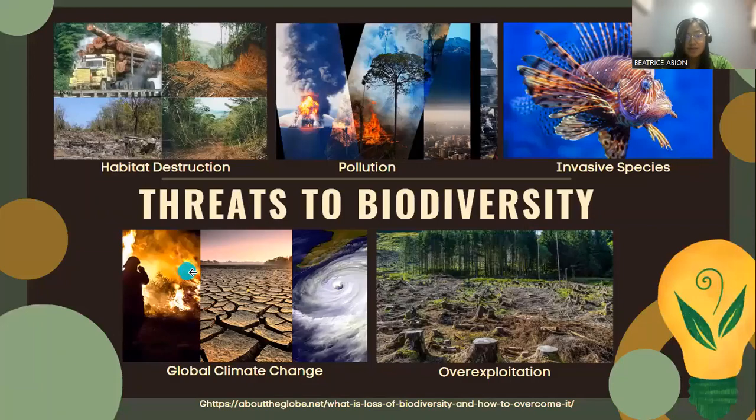These are the threats to biodiversity that could affect all the living species, or worse, it could affect both living and non-living components of the environment. Habitat destruction, pollution, invasive species, global climate change, and overexploitation are the factors that can ruin our biodiversity.